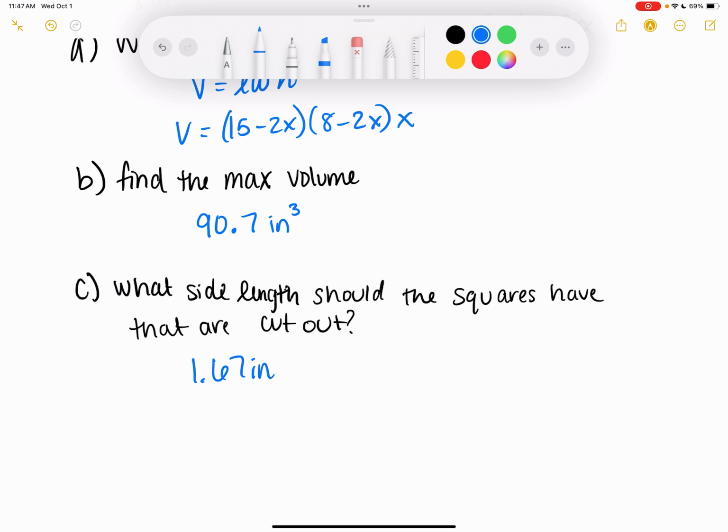Where did you get that? The x value. How does graph figure out the area of the box? Because it's an equation that solves it for you.